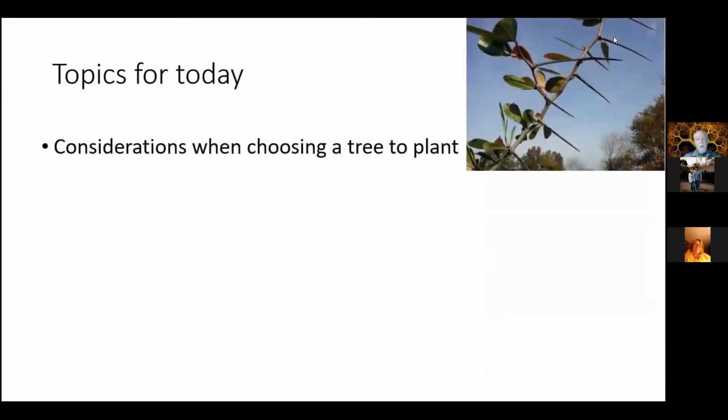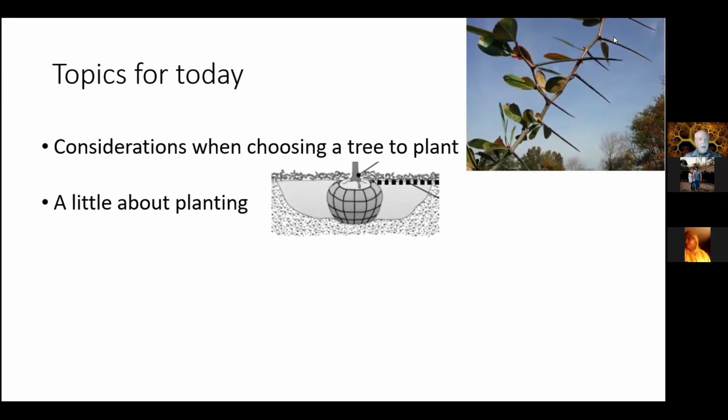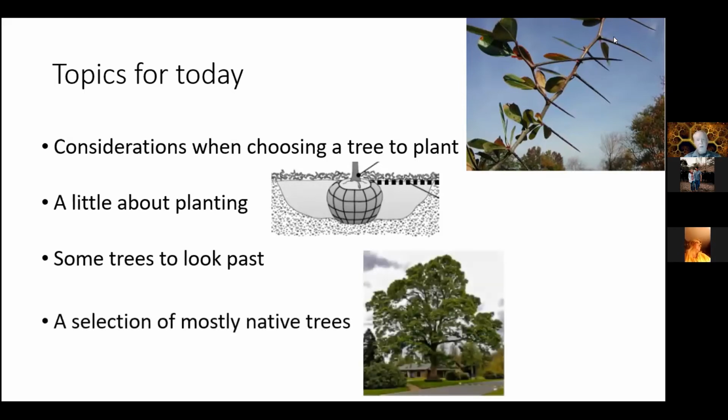Today's topics. Don't just walk into a nursery and go, oh, I'll just buy one of those trees. Anyone will do, because there's a lot of differences between them and you need to look at those. And then I'll talk a little bit about planting trees and some trees that you might want to look past, might want to ignore. The trees I list in there are going to range everything from absolutely do not buy this tree to, well, you better make sure you know what you're doing if you buy this tree. And then we'll look at a bunch of trees that hopefully you'll see some that you want.